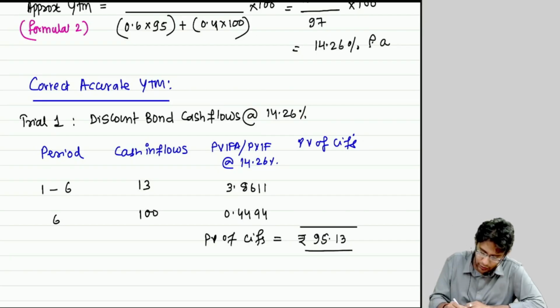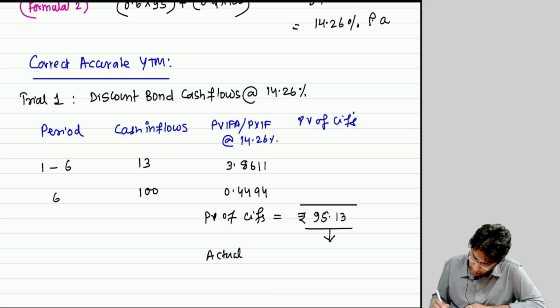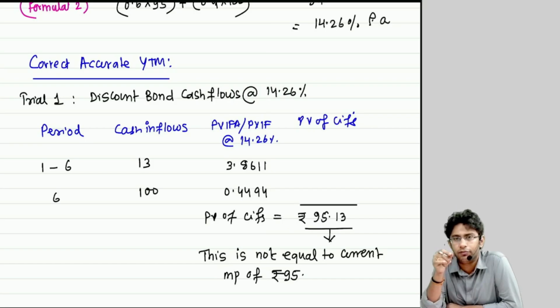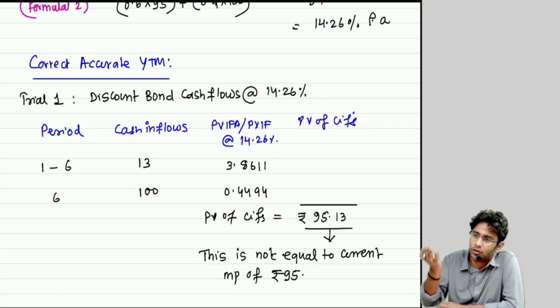But I don't want to close. I want an accurate answer. So this is not equal to the current market price of rupees 95. You tell me, sir, even after discounting with 14.26%, the number is not coming to 95. It's still standing at 95.13. Tell me, is the IRR higher than 14.26 or lower? Higher. You want the present value to reduce, so the discounting rate has to increase.